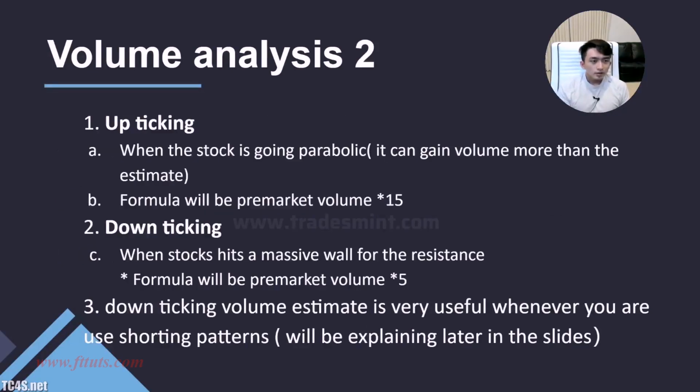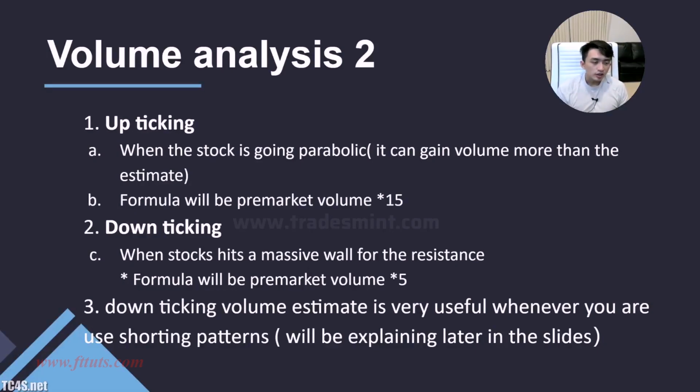All right, so let's talk about volume analysis 2. This is going to be part 2. In volume analysis, first of all, you have the S1 formula and the S2 formula. Then we're going to talk about the momentum. So when the stock is going up, which means it's upticking, especially when the stock is going parabolic, that is also going to attract more buyers, which means you're going to get a little bit more volume compared to the normal estimation.